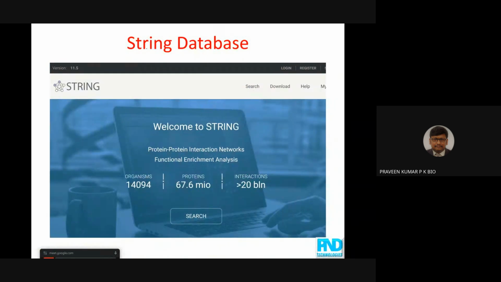And this is a popular database for protein-protein interactions. If you want to search protein-protein interaction networks, this is the largest database, STRING. In STRING, you can find more than 20 billion interactions deposited. How are these interaction data deposited? One is through wet lab techniques, like how we've seen PDB structures of proteins deposited through X-ray and NMR wet lab techniques.